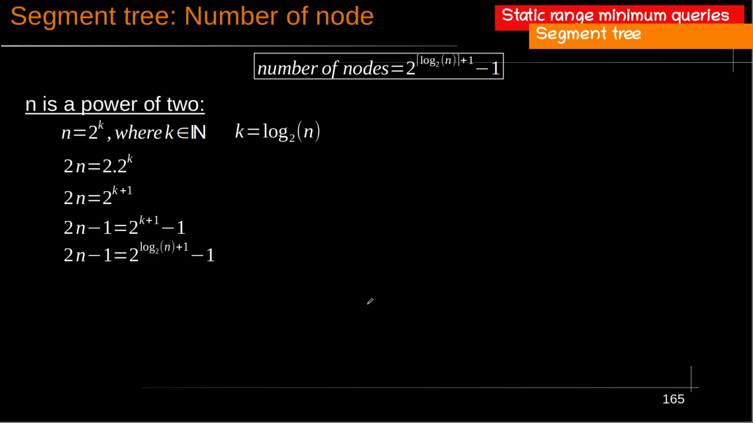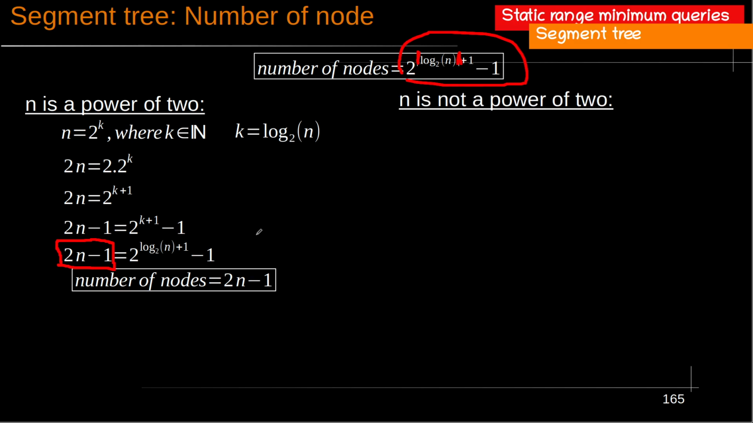We know that k is equal to log base 2 of n, so 2 times n minus 1 is equal to 2 power log base 2 n plus 1 minus 1, which is the same formula, except the ceiling, of course, because n is a power of 2. So we can say that the number of nodes if n is a power of 2 is equal to 2 times n minus 1.